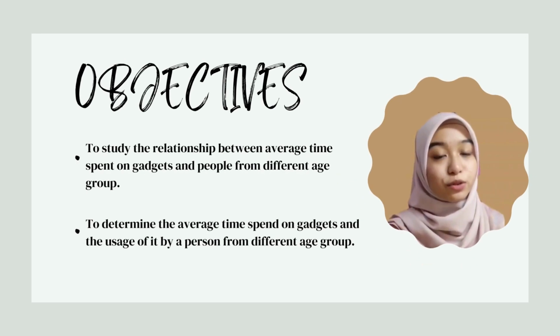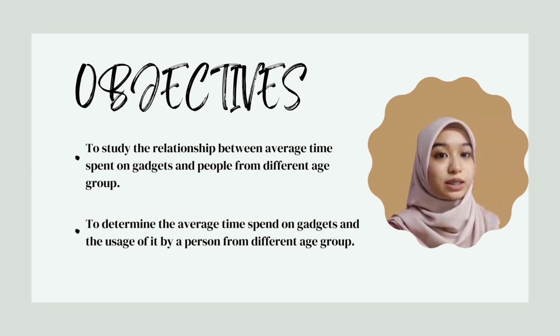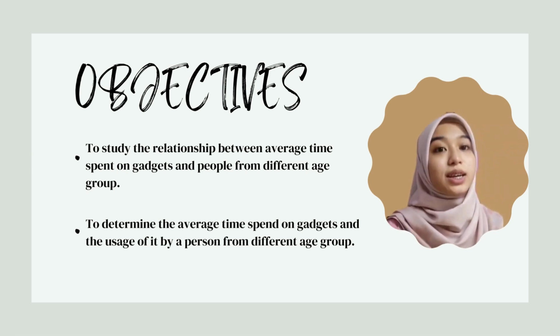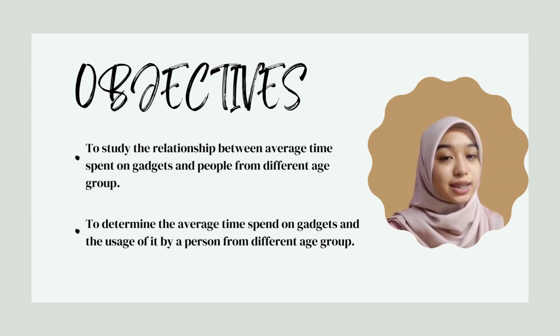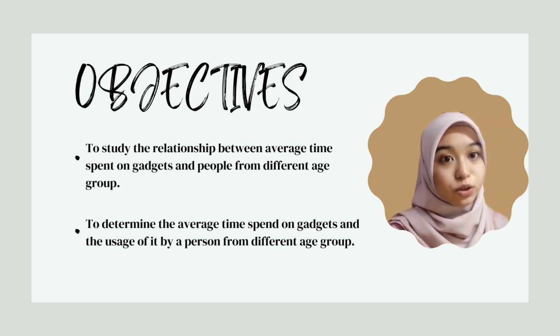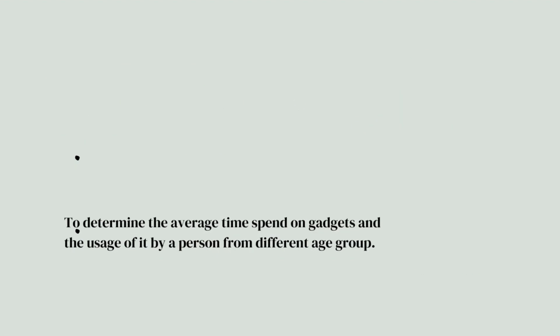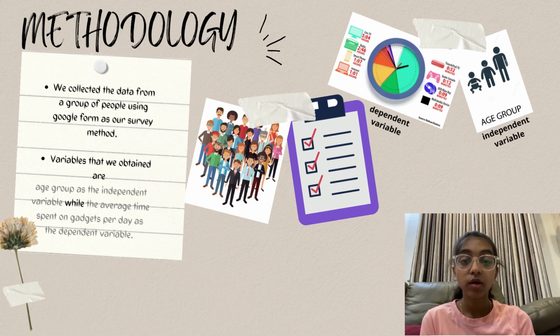So now let's move on to objective. There are two objectives in this experiment. First of all, it is to study the relationship between the average time spent on gadgets and people from different age group. And secondly is to determine the average time spent on gadgets and the usage of it from a different age group. So now I'm going to explain about the methodology on how we collected the data.